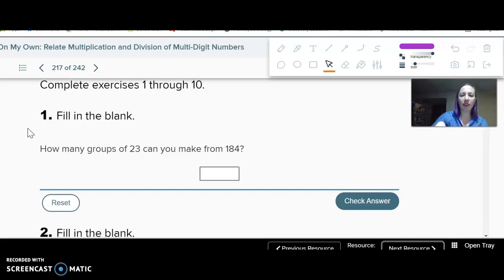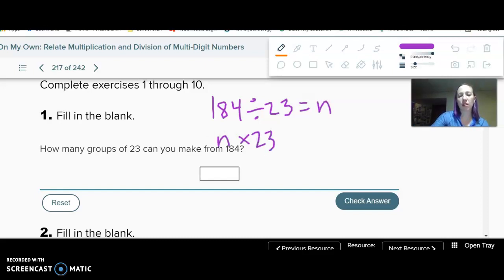Hopefully you got it. So again, we're doing 184 divided by 23, which we're thinking equals some number. So that number times 23 is going to equal 184. Now if I thought, okay, let's try 10 groups. That's 230. Ooh, that's too big. So I know it's going to be a smaller number than 10. So I can think, okay, maybe I do two groups. Okay, 2 times 23 is not too hard to do. Just 23 times 2 is 46.